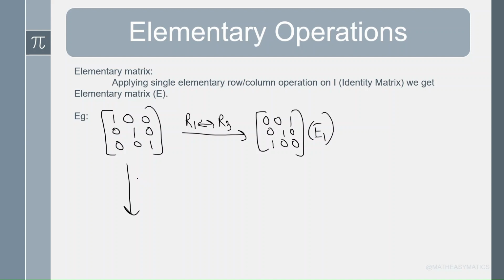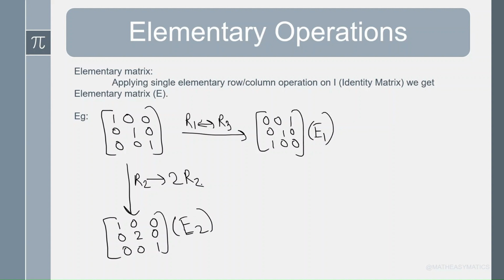Another operation, R2 replaced by 2R2. So multiply this second row by 2. First row and third row will be as it is. 0, 2, 0, 0, 0, 1. Let's name it E2. So E1 and E2 are elementary matrices we got from simple elementary operation on identity matrix.